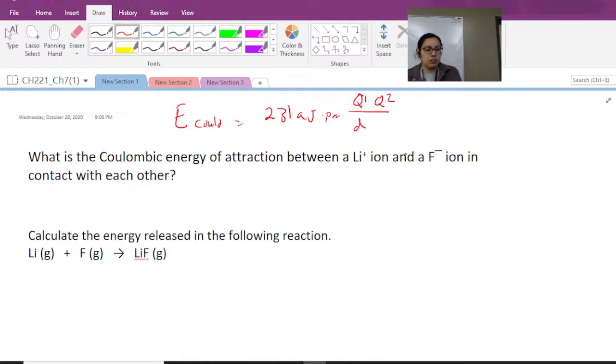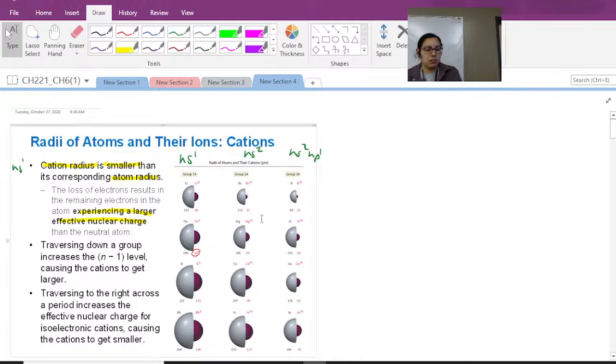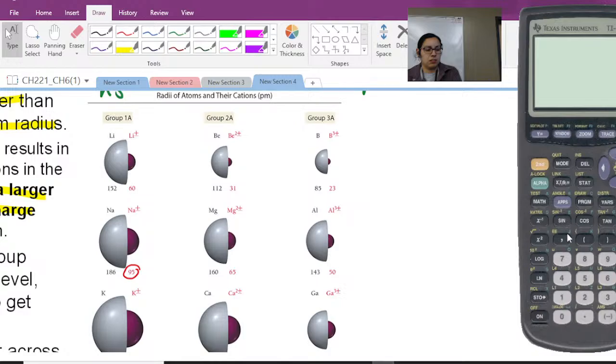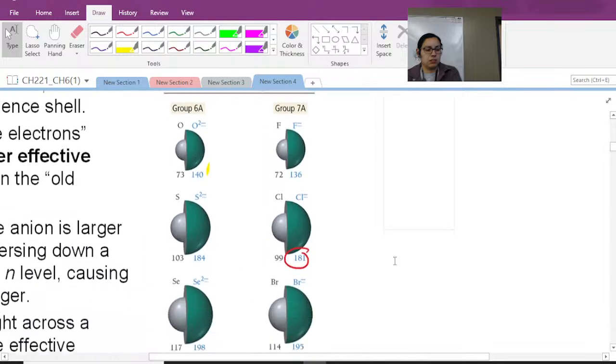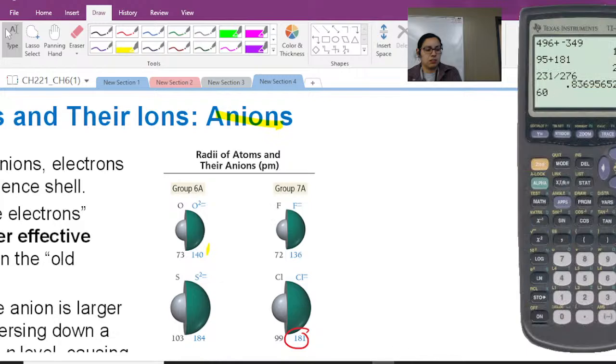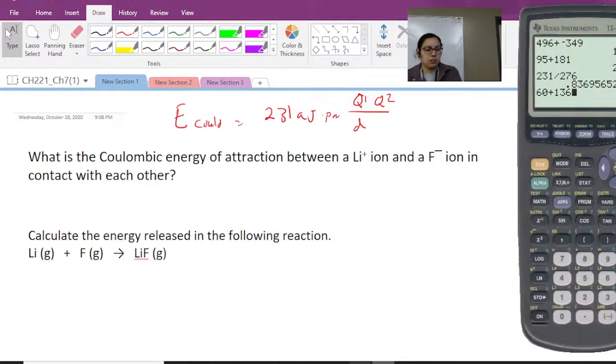Do we know the radius of the lithium and fluorine ions? So if you don't have your book, let's look at it. Lithium's radius is 60. And then which other one do we need? Fluorine, you said? And fluorine is 136. So flip back over and hold these values on my calculator.